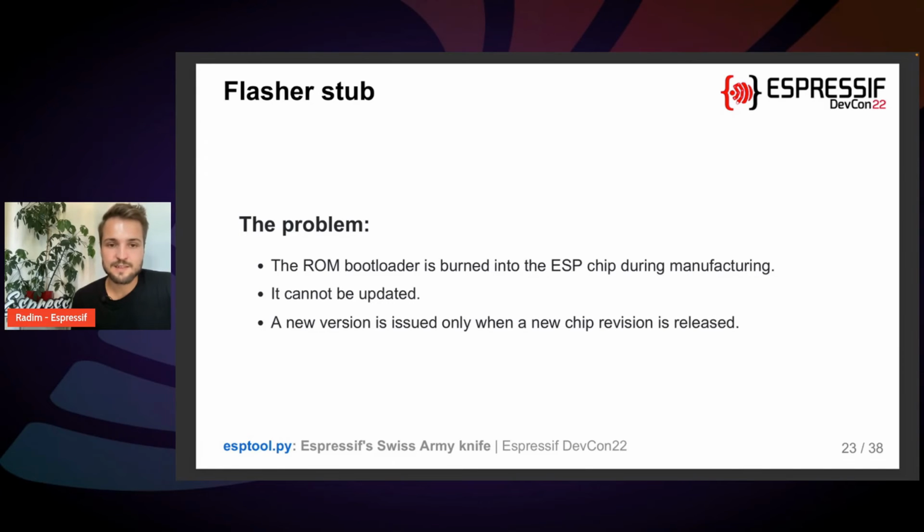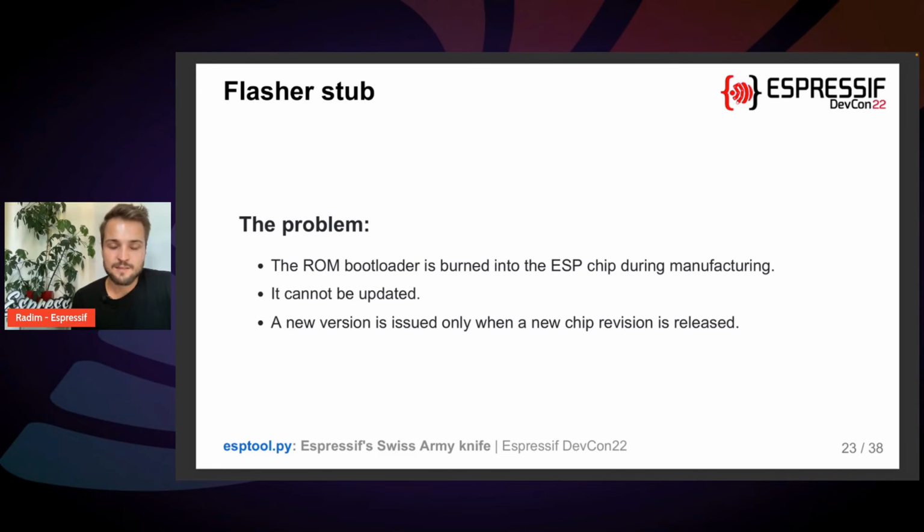So what happens next? Well, the flasher stub is uploaded. What is the flasher stub, you're asking? So let's imagine the problem, or it's a real problem. When the ESP chips are manufactured, the ROM bootloader is burned into the ESP chip, and this means that the ROM bootloader cannot be updated ever again. New version of ROM bootloader is issued only when a new chip revision is released. So this means you can't really update the ROM bootloader or apply patches to it.